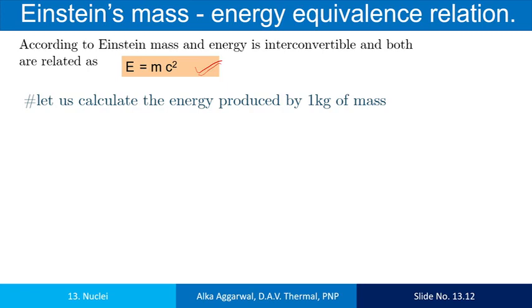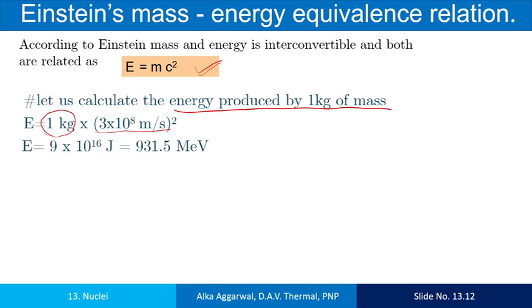Now let us calculate the energy produced by 1 kg of mass. The value of the mass is 1 kg and the value of the speed of light is 3 into 10 to the power 8 meter per second. So energy produced is 9 into 10 to the power 16 joule. As you know, 1 electron volt is equal to 1.6 into 10 to the power minus 19 joule. So divided by 1.6 into 10 to the power minus 19, it gives 931.5 into 10 to the power 6 electron volt of energy.